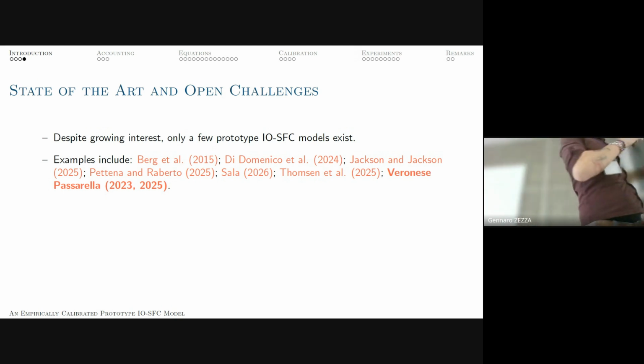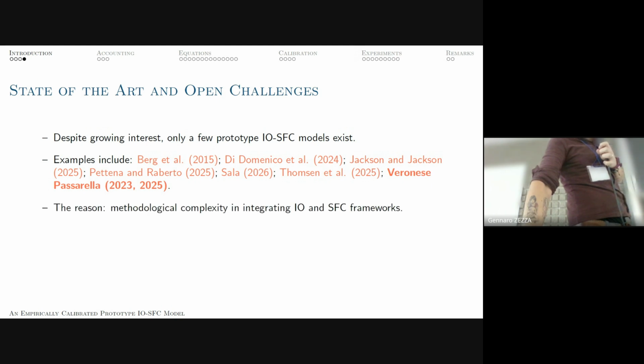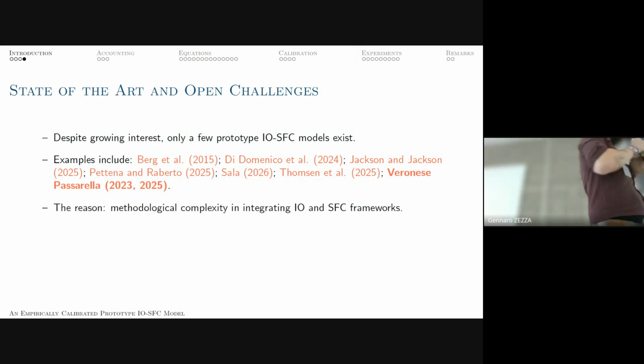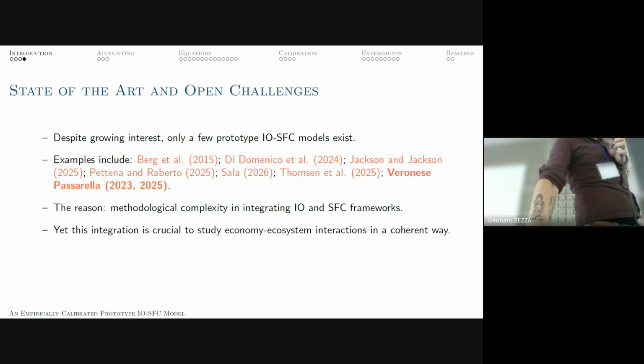If you download the slides, you can click here and be redirected to my GitHub repository where you can find the code. There are also explanations on how to use it for recreating these models. And the reason why nobody knows how to develop an IO-SFC model is that there is quite high complexity. It's not easy to integrate the two accountings. It's not easy to integrate the two philosophies, which are radically different.